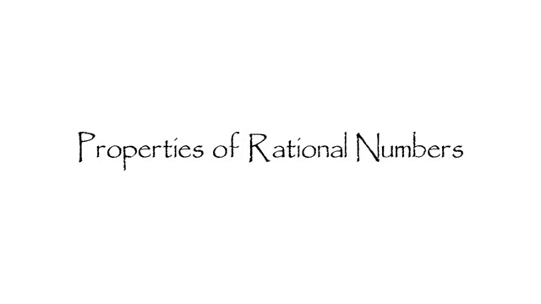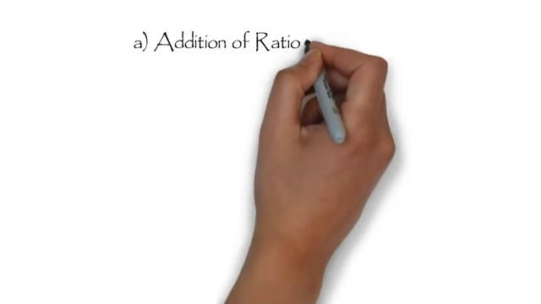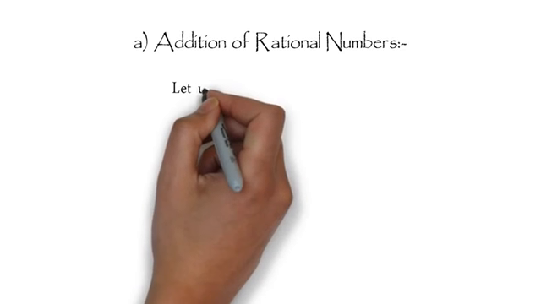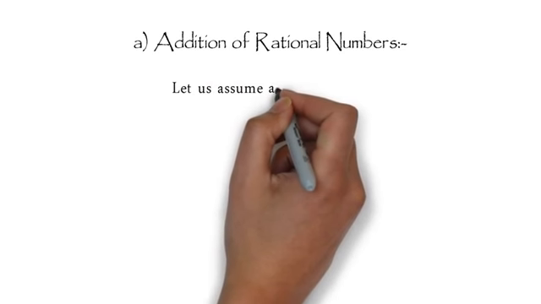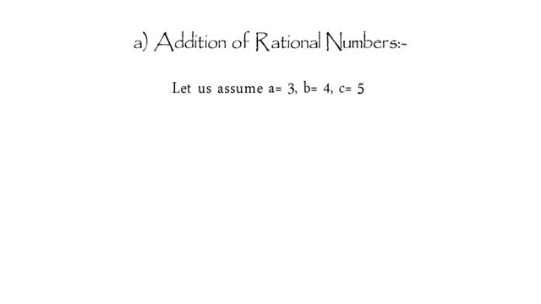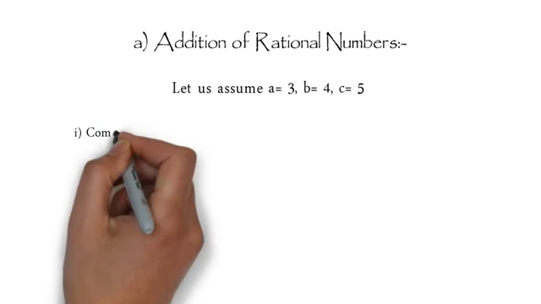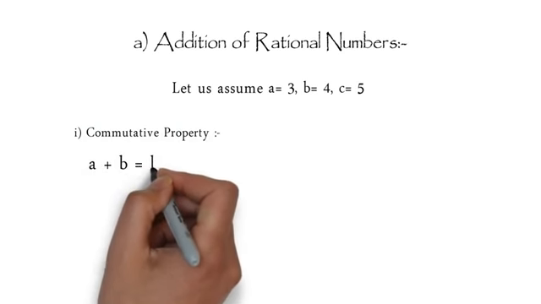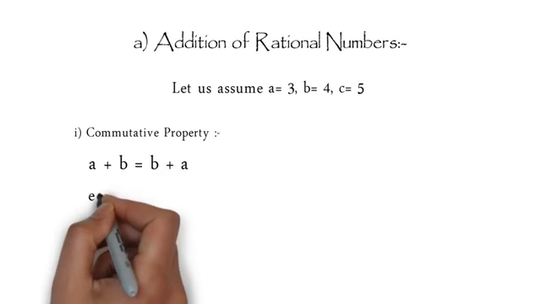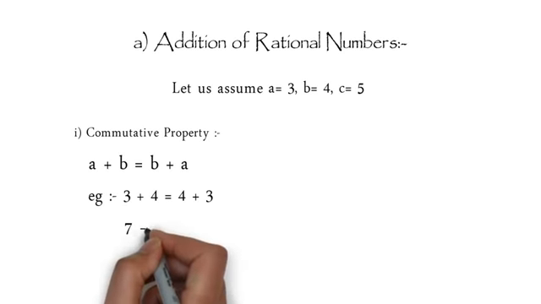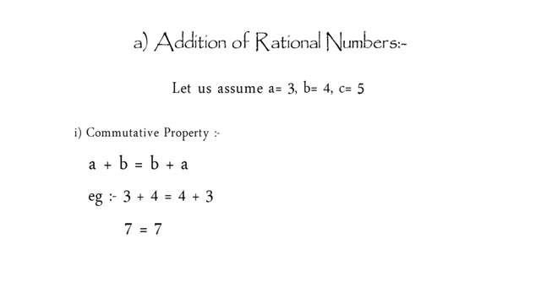Properties of rational numbers. A. Properties of addition of rational numbers. If a, b and c are any rational numbers, then let us assume that a is equal to 3, b is equal to 4 and c is equal to 5. First, commutative property, which is a plus b is equal to b plus a. Therefore, 3 plus 4 is equal to 4 plus 3 and hence 7 is equal to 7.